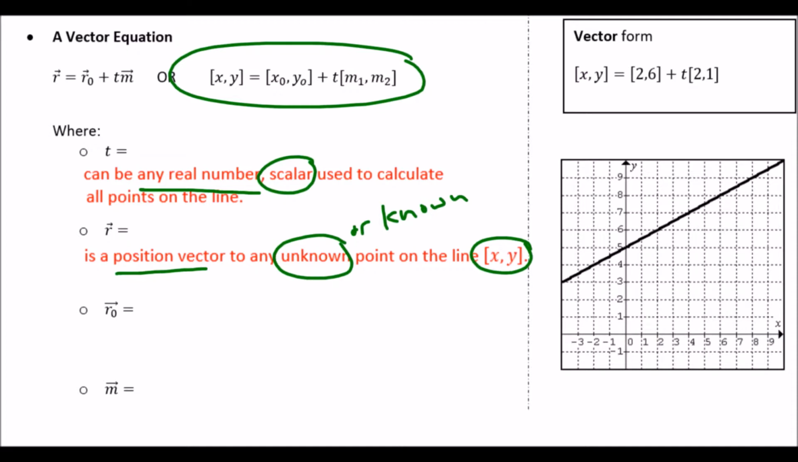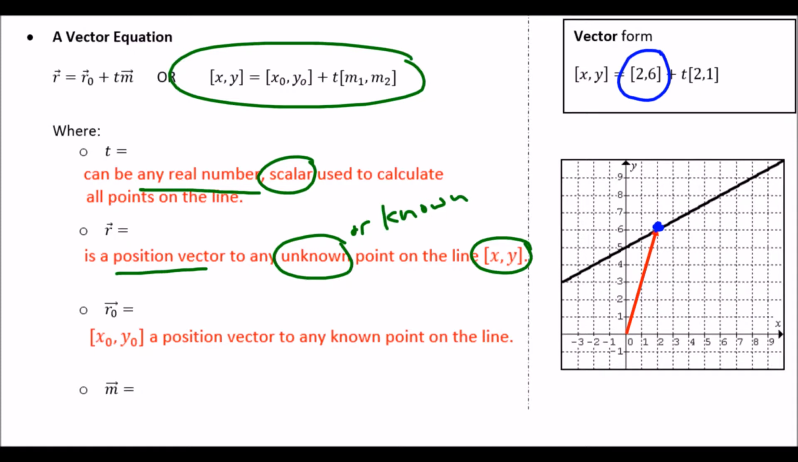All right, next one is this. It says R naught. All right, R naught is (x naught, y naught). A position vector to any known point on the line. So to give you an example, here is my line, and if I drew x naught, there it is, x naught. So you can see I've got a position vector to a known point on the line. My known point on the line is right here, (2, 6), and you can see it's right here. So it is a position vector to any known point on the line.